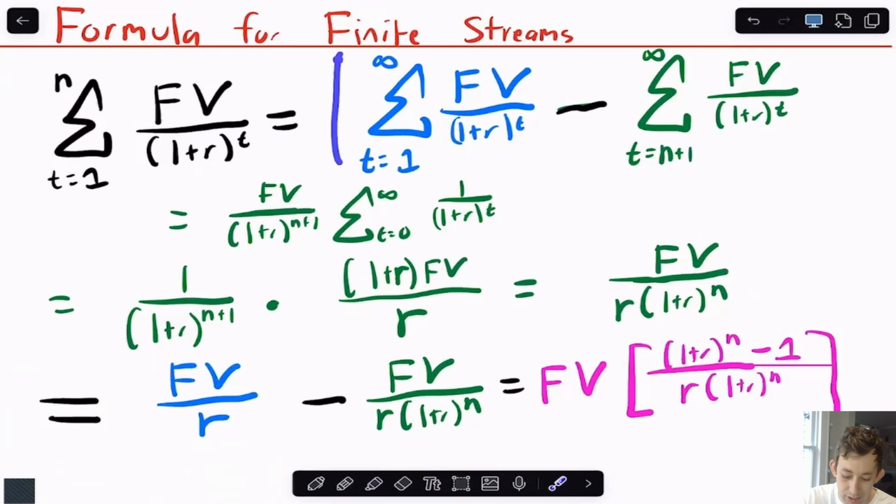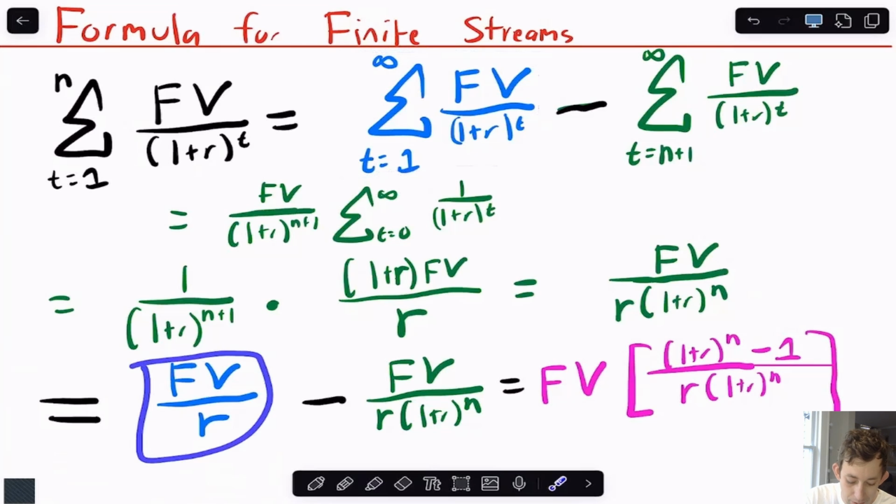And so the infinite sum part, that's just going to be the sum from t equals 1 to infinity of future value over (1 plus r) to the t. Okay, we just did that. We know that that's future value over r.